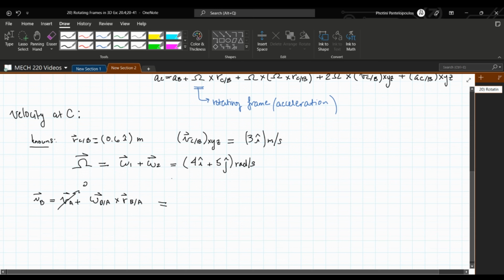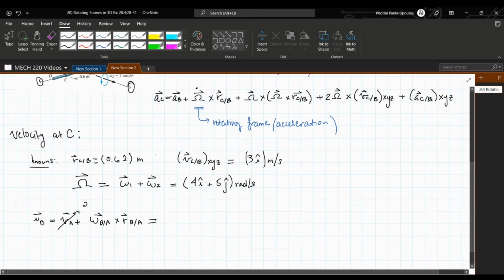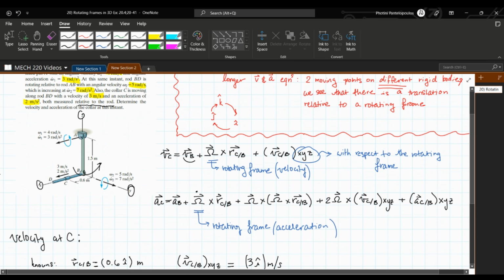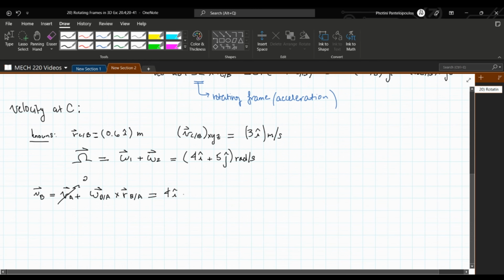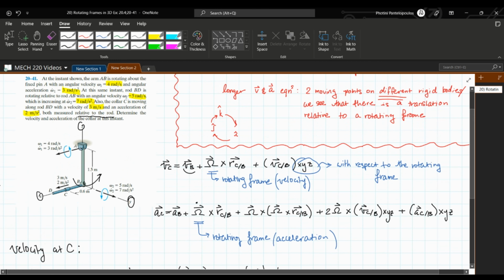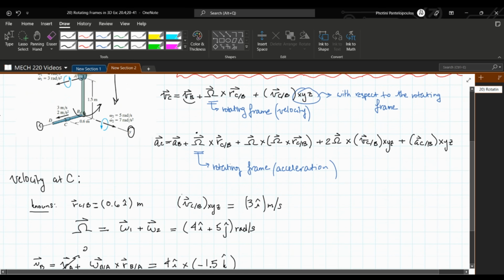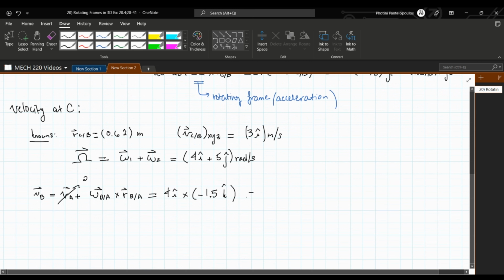The angular velocity of B with respect to A, well, that's just the angular velocity, that's just omega 1. So it's 4i cross negative 1.5 k hat. And I say negative 1.5 because we're looking for the velocity of B with respect to A, so it's a vector pointing downward like that in the negative k direction. So if you compute that cross product, you will get 6 j hat, and that is in meters per second.